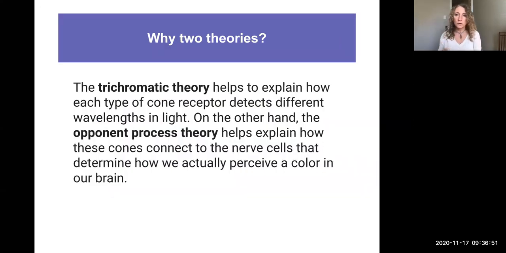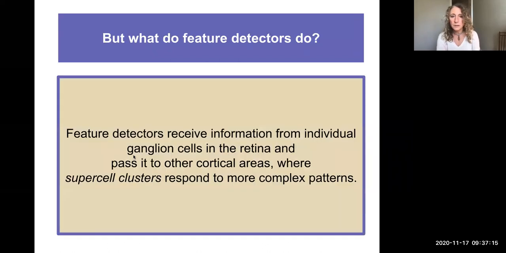So I'm going to do a quick little review for a second, because sometimes we get confused about why we need both theories. The trichromatic theory explains how the cone receptors detect different wavelengths of light, how they actually detect the wavelengths. The opponent process helps explain how the cones connect to the nerve cells that determine how we perceive a color in the brain. All right, going back to feature detectors.